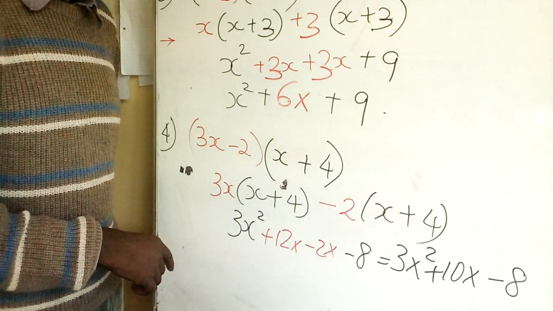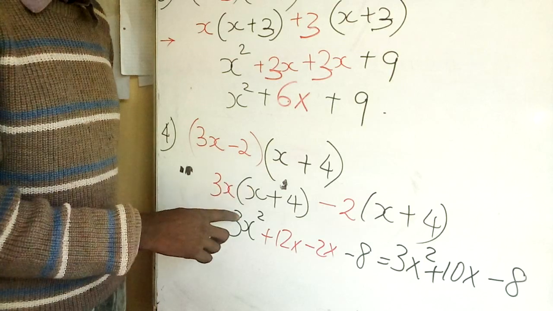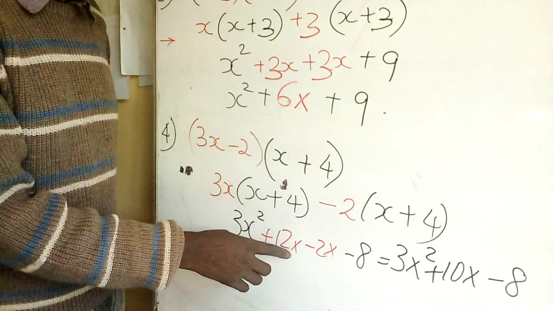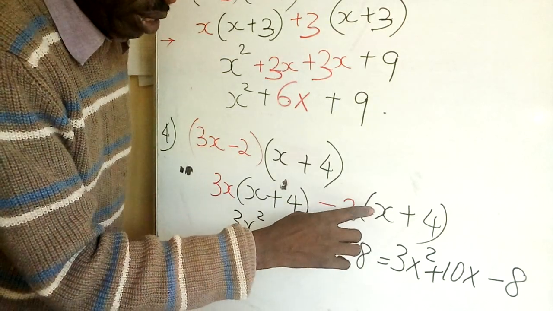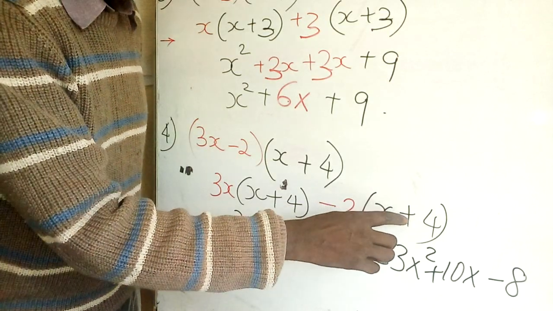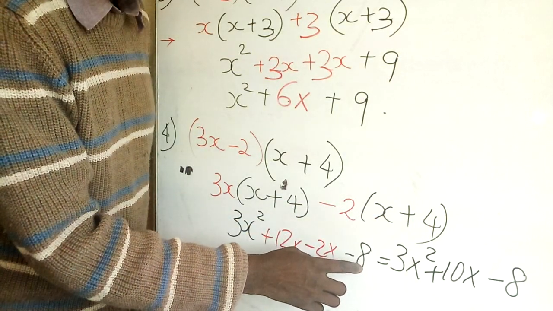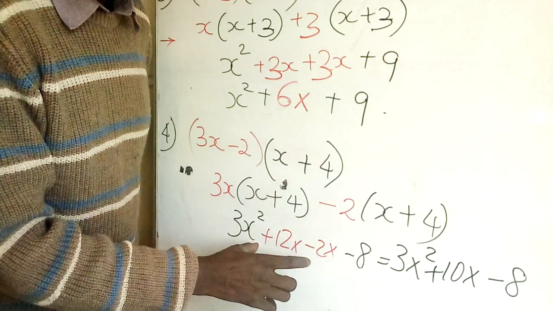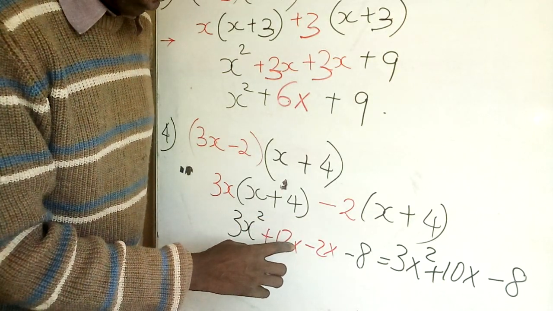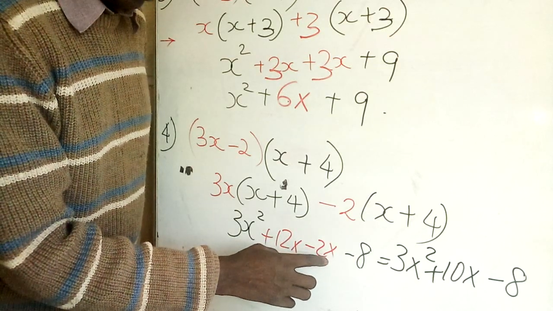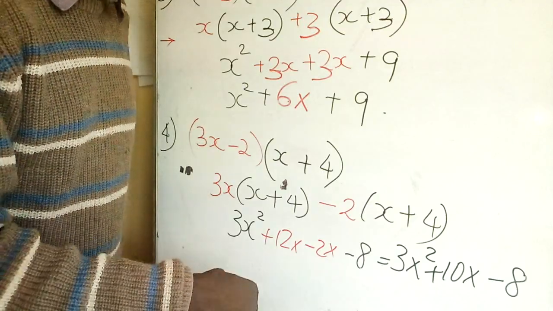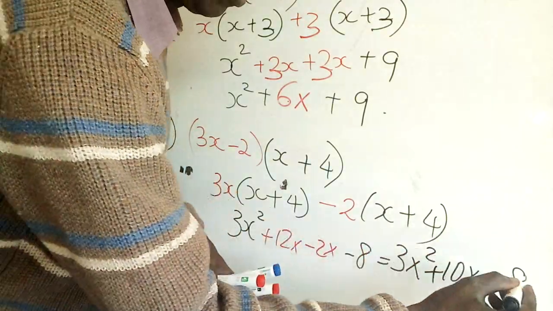Then you carry out the multiplication now. 3x times x is 3x squared. Plus 3x times 4, 12x. Negative times positive is negative, so I get -2x. -2 times +4 is -8. Collect like terms. I have left them in red. So 12x minus 2x gives me 10x. And now this is your answer.